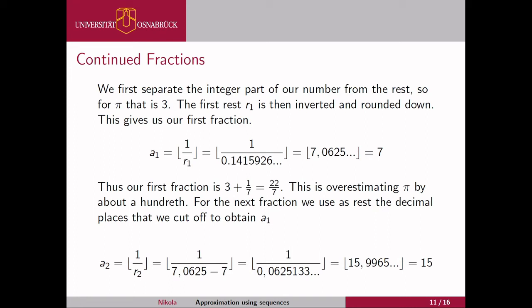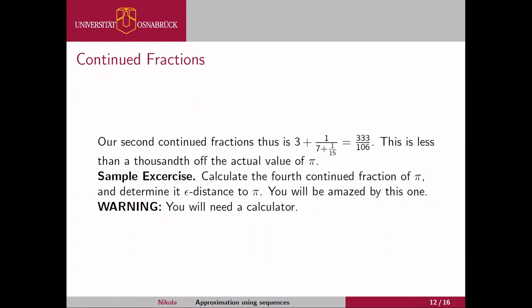So our second fraction is the floor function of the reciprocal value of 7.0625 minus 7. So it's 1 over 0.0625 and so on, which yields almost 16, but not quite. It yields 15.9965 and so on. And this is equal to 15 if we floor it. Okay, so like this, we get to our second continued fraction.